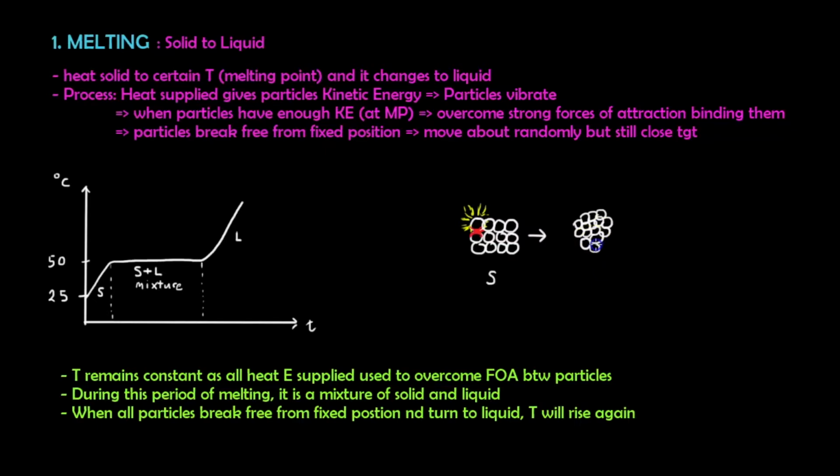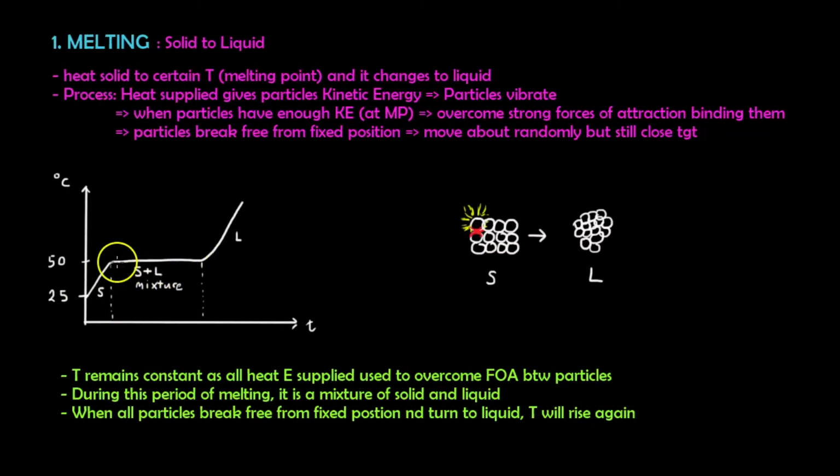And you can see now they can move about randomly, but they are still close together. And this is the description for liquid. So we can see that the solid has successfully been changed into liquid. This is a graph showing how the change occurs. So for example, at 25 degrees Celsius is where I start to heat up my solid. As I heat up my solid, it increases in temperature, right? This makes sense.